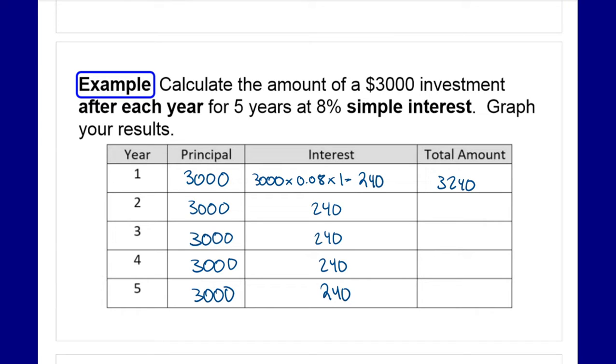So, 3,240 plus another 240, 3,480 plus another 240, 3,720. And again, we just continue through this. So again, it's not an entirely difficult calculation or even table to fill out when dealing with simple interest because it's the same amount every time.